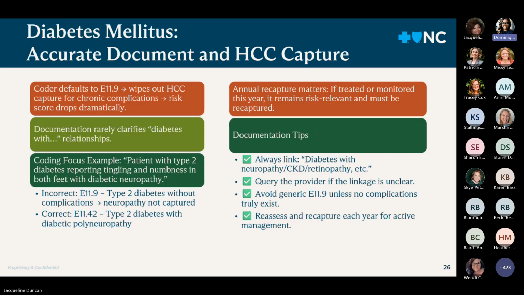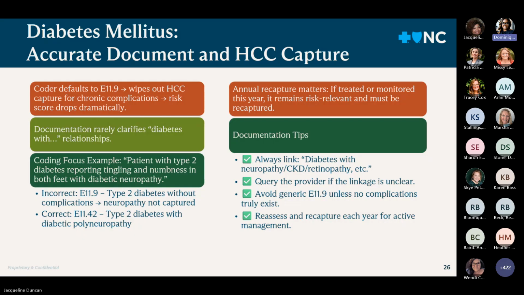An example is if documentation states patient with type 2 diabetes reporting tingling and numbness in both feet, and the provider confirms diabetic neuropathy. The correct code is E11.42, type 2 diabetes with diabetic polyneuropathy. Coding E11.9 would lose the complication, resulting in lower reimbursement and an inaccurate disease profile.